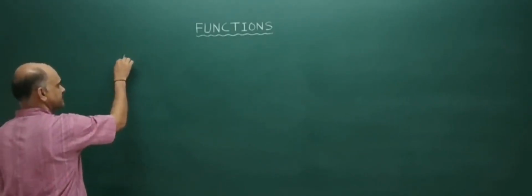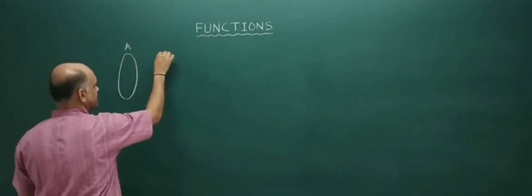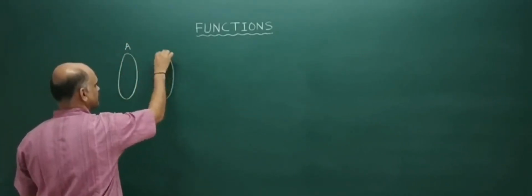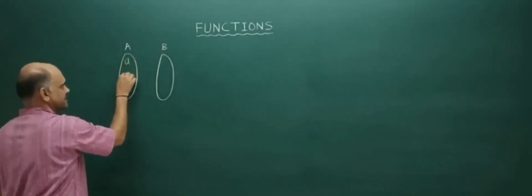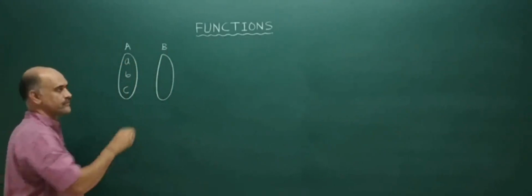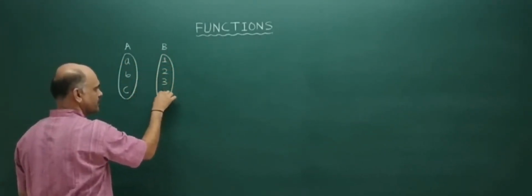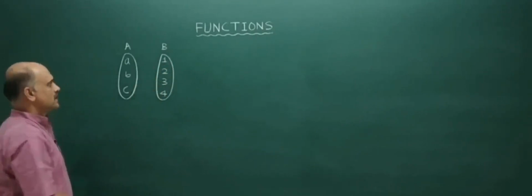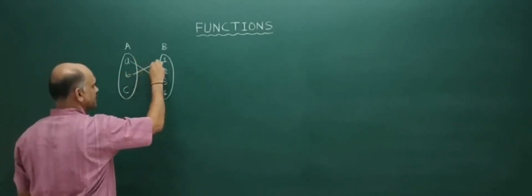There are two sets A and B. Here there are three elements in A: A, B, C. There are four elements in B: 1, 2, 3, 4. I will take A is related to 3, B is related to 1.